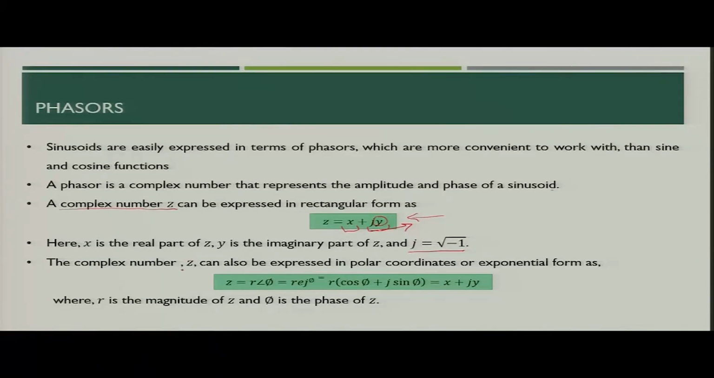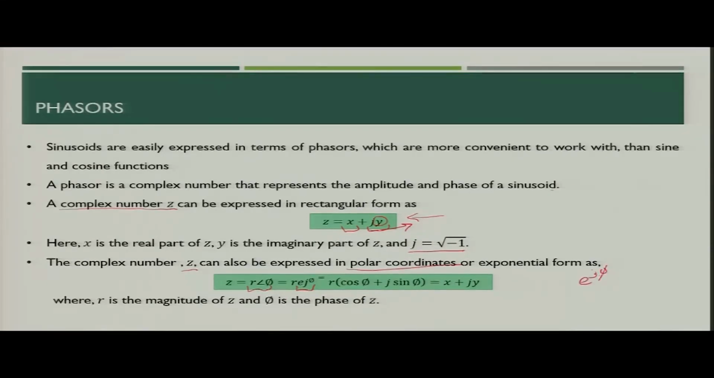The same z can also be expressed in polar coordinates or in exponential form. So, z can be simply expressed as r angle phi, that is nothing but r times e to the power j phi. Now, what is e to the power j phi?